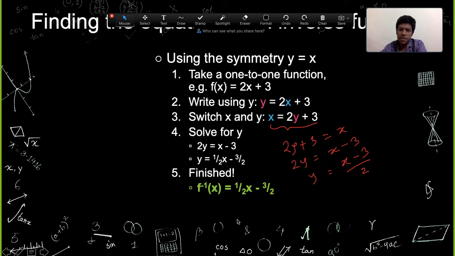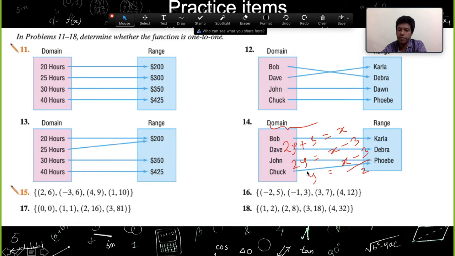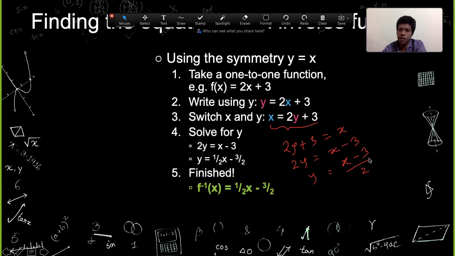Then this is the inverse. F inverse of x is basically this thing. You could write simply f inverse of x is x minus 3 divided by 2, because this and this mean the same thing. So what do you do? Very simple. You interchange x and y, then solve for y. That's it. Okay, that is your inverse function if the equation is given.